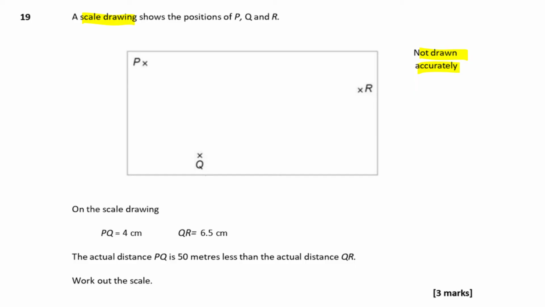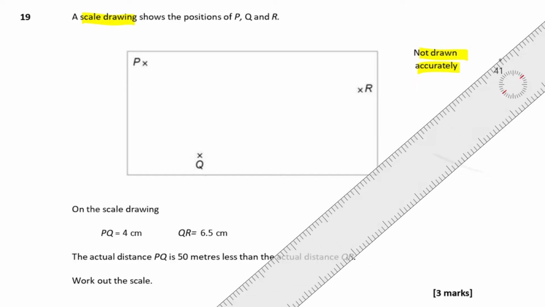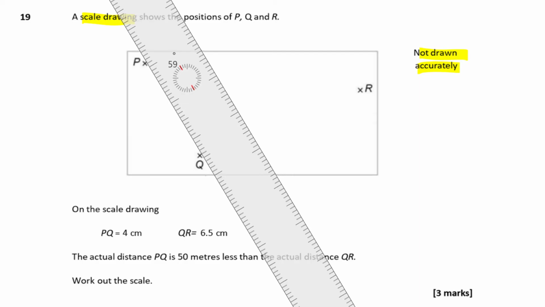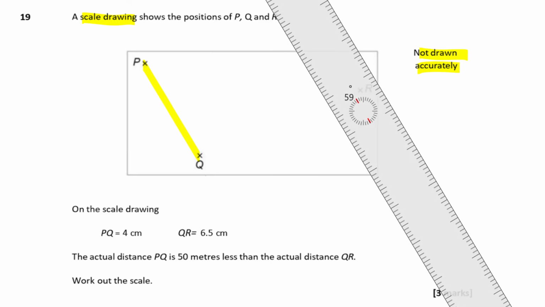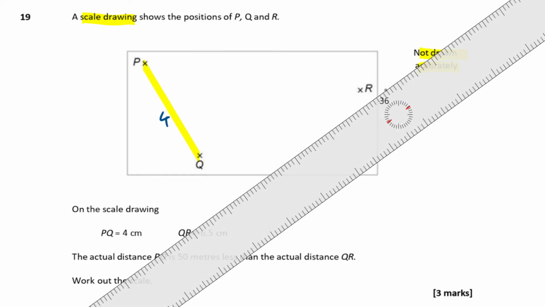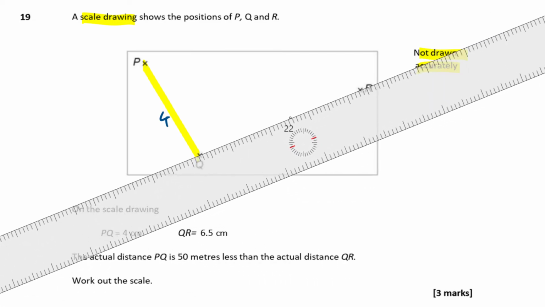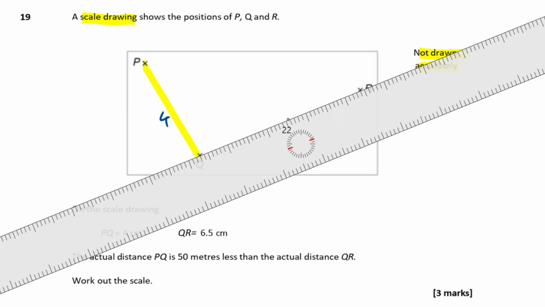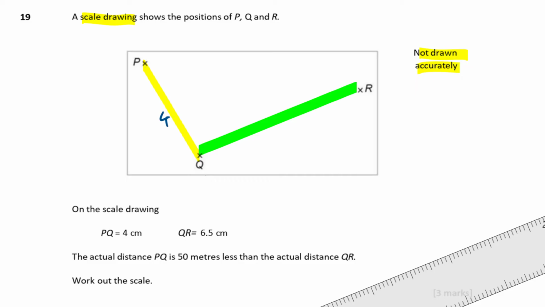I'm just going to add those in, so I can see them in the diagram. So P to Q, that distance there, I know that's 4. I don't know why I did it in yellow. And Q to R, might as well go with the theme now. I'm going to go green this time. That is 6.5 centimeters, and the actual distance from P to Q is 50 meters.